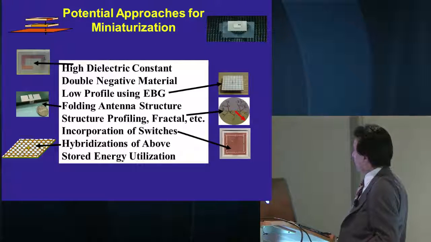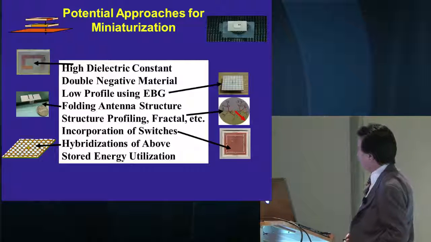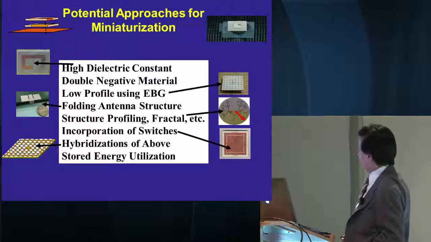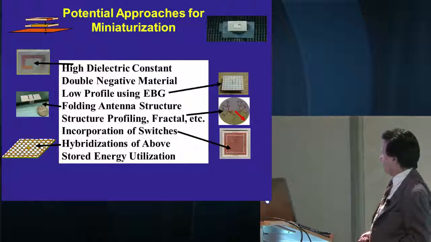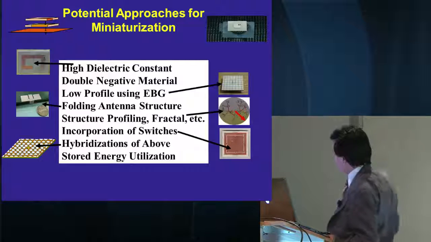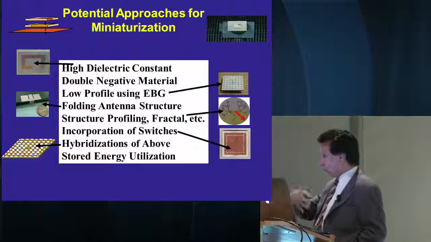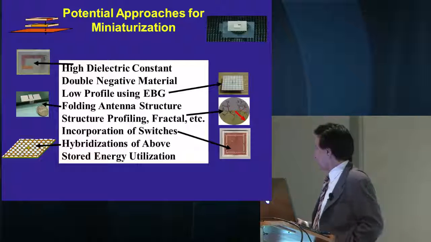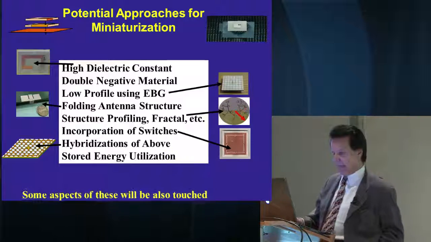You use low-profile antennas using electromagnetic bandgap structures, folding antennas, structure profiling, fractals, incorporation of switches, the hybridization of the above, and stored energy utilization. So we are going to see some representative examples, just to give you an idea where the research and activities are going on. Some of them are already deployed, and some of them hopefully will be deployed in the future.